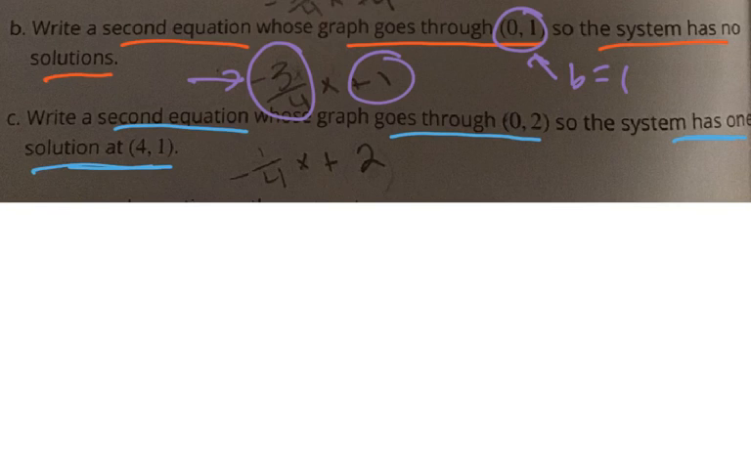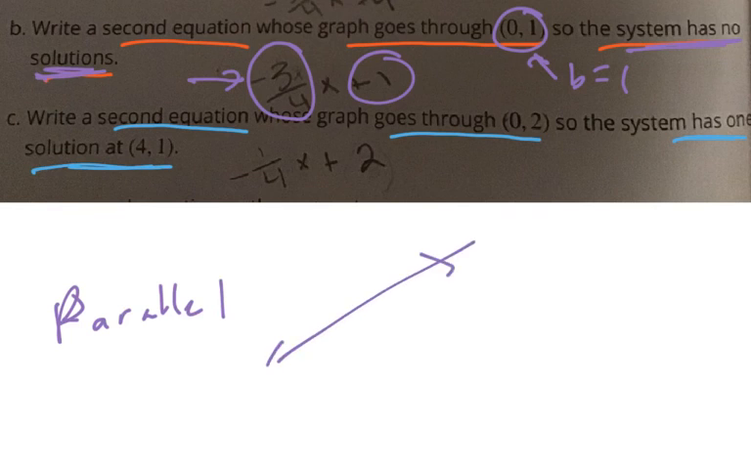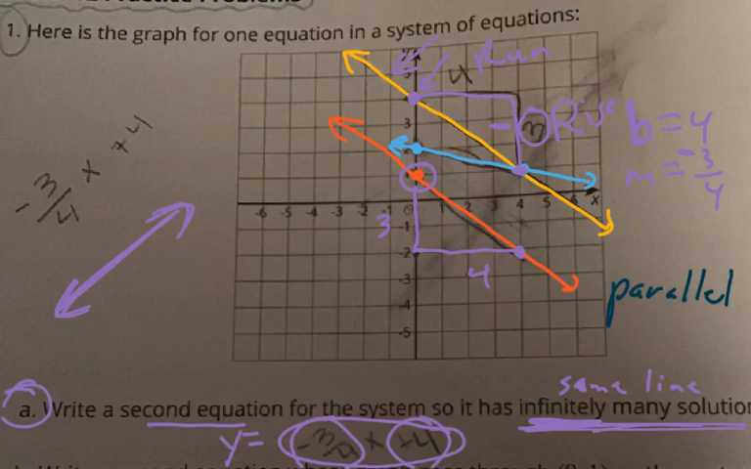The other thing I want to remind you is when they say no solution, they are parallel. Parallel lines have no solution, okay? Parallel. In other words, they go in the same direction, right? They're parallel. In our case, they're both going, the red and yellow are going down in the same direction. They are parallel to each other, right?